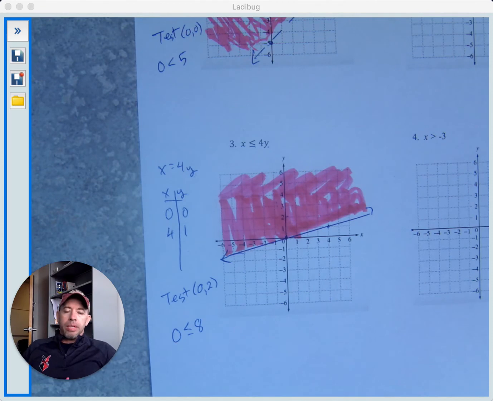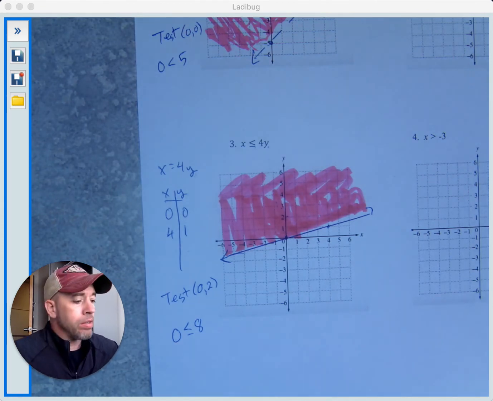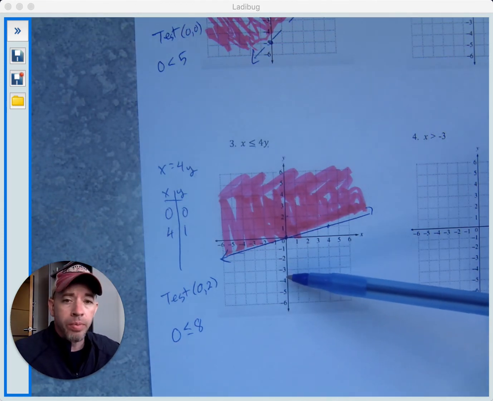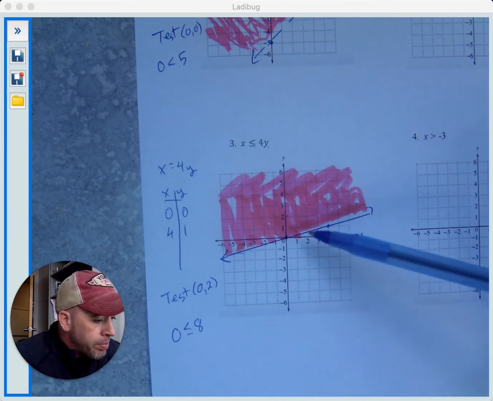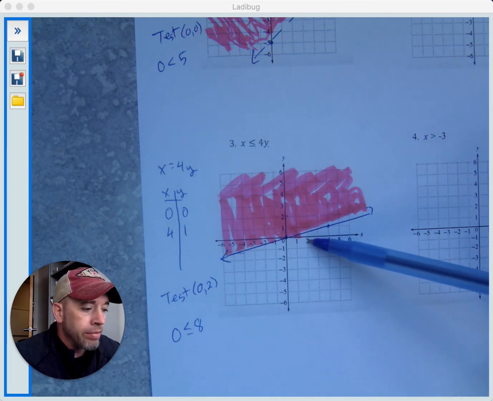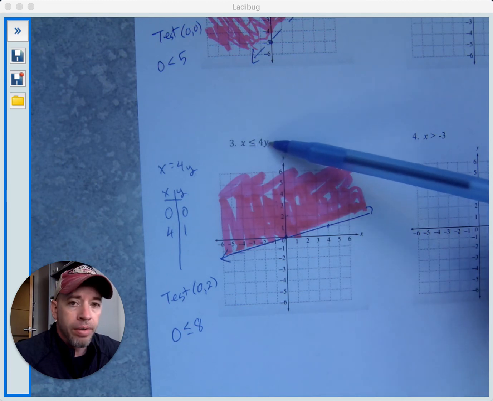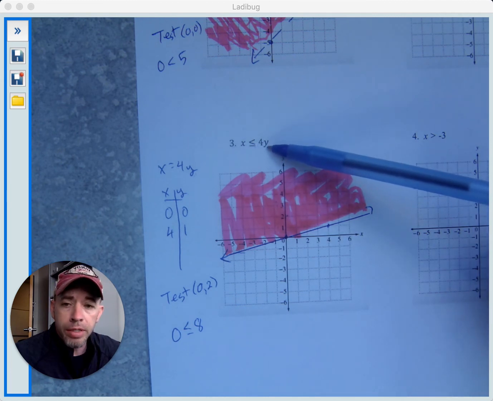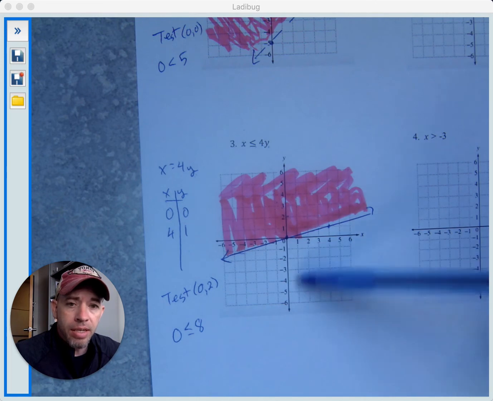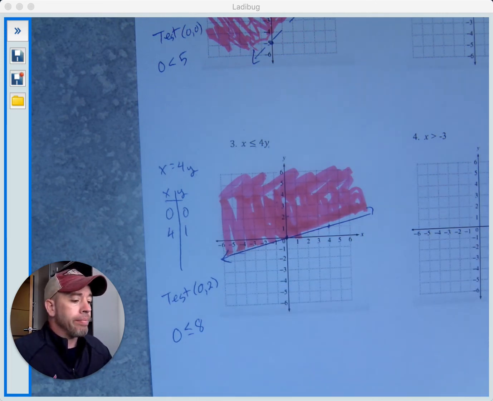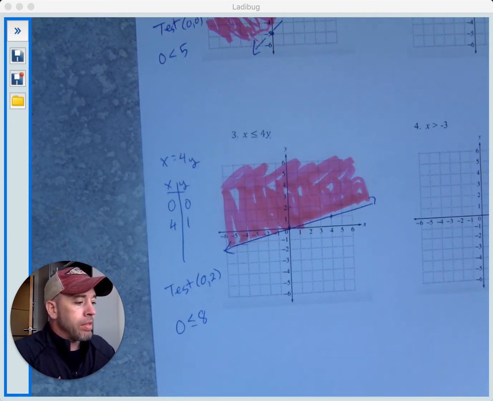Alright, so just to double check, you could also pick a point below here and make sure it doesn't work. For instance, I could pick the point 2, 0, which is below that line, right? If I pick 2, 0, I'd have 2 is less than 0. Doesn't work, does it? Good, because we didn't shade that side.